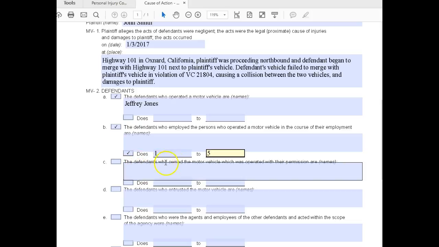Next is defendants who own the motor vehicle that was operated with their permission. In essence, if you own a vehicle and it is involved in an accident, you have to pay the minimum amount of insurance, even if you didn't do anything wrong. It just goes with your vehicle. We don't know whether Jeffrey Jones was the owner of the vehicle at this point, so we're going to put down Does 1 through 5 as the ones who might be the owner of the vehicle that might be different than Jeffrey Jones.